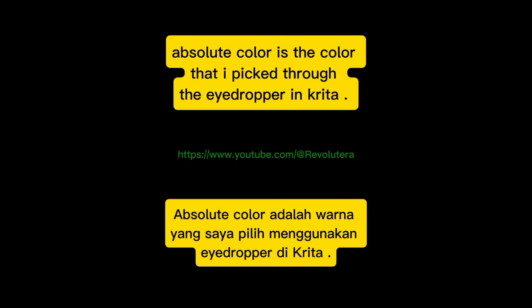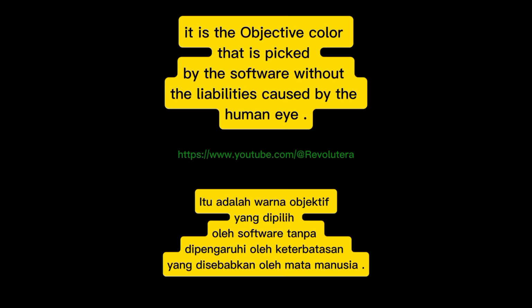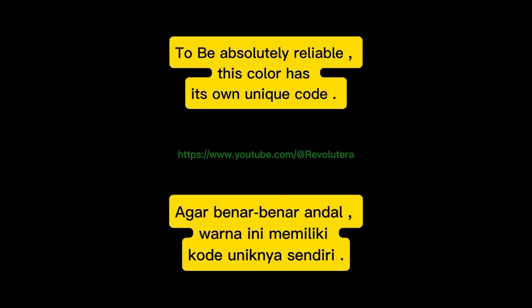Absolute color is the color that I pick through the eyedropper in Krita. Absolute color is the objective color that is recognized by the software, without the liabilities of the human eye. To be absolutely reliable, this color has its own unique code.